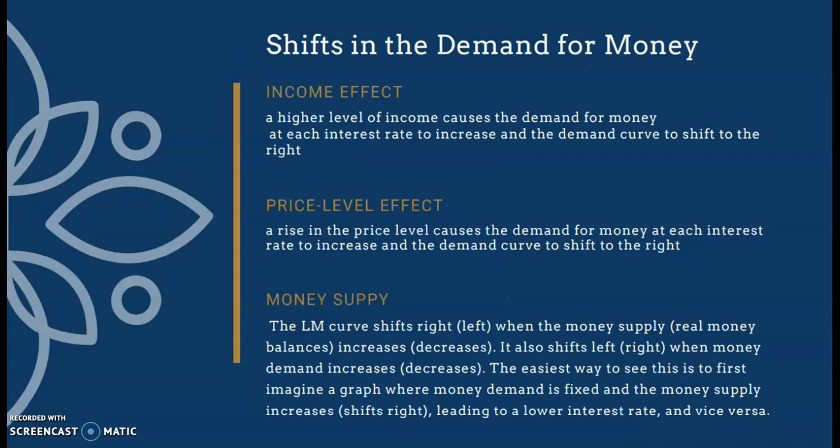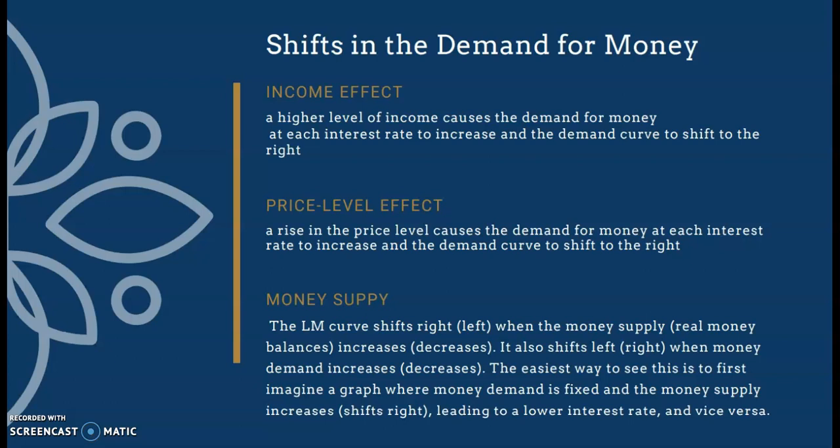There are three factors that influence the shift of the money demand curve. The first one is the income effect. A higher level of income causes the demand for money at each interest rate to increase and the demand curve to shift to the right. The second one is the price level effect, which is that a rise in the price level causes the demand for money at each interest rate to increase and the demand curve to shift to the right. And the last one is money supply.